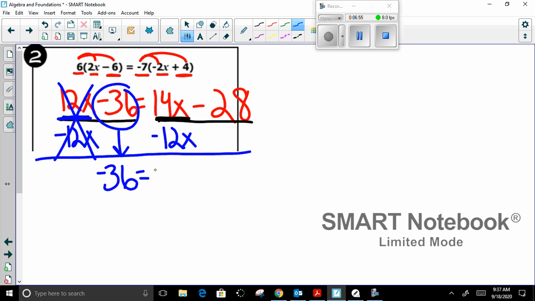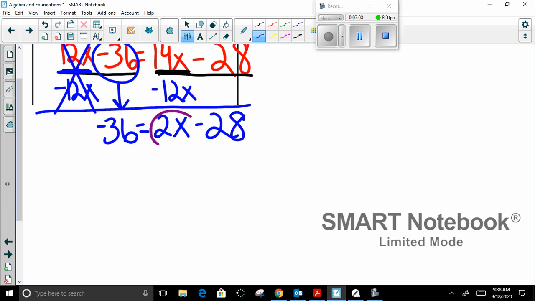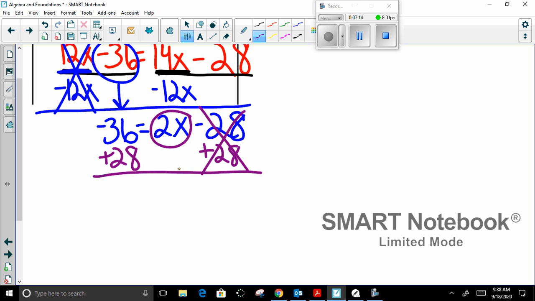14x minus 12x is 2x. And then leave your minus 28. And now I'm just ready to do my basic solving. If I want to solve for x, I can't touch 2x till I get rid of the minus 28. So add 28. Those cancel to 0, and I'm just left with 2x. Negative 36 plus 28 is negative 8.